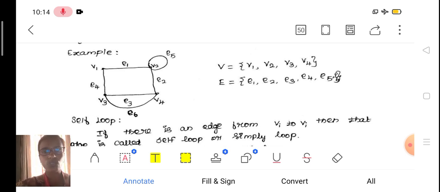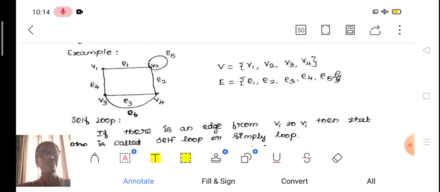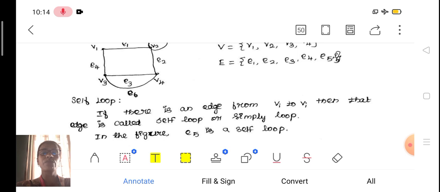The first thing is we are going to see self loop. If there is an edge from Vi to Vi, then that edge is called self loop or simply loop. In the figure, E5 is from V2 to V2. Starting and ending should be the same.